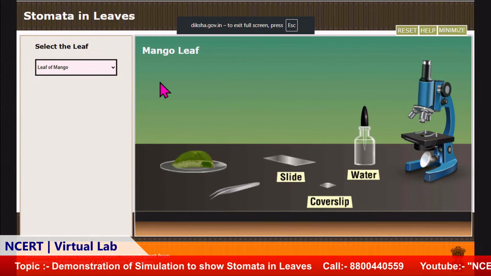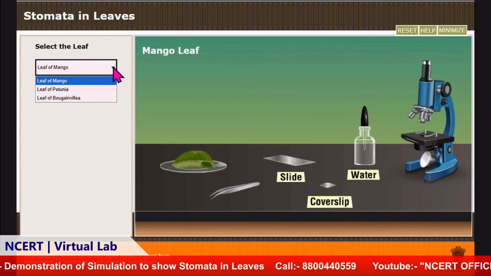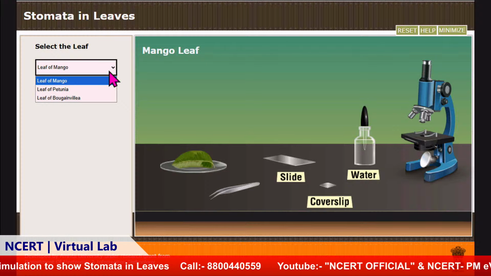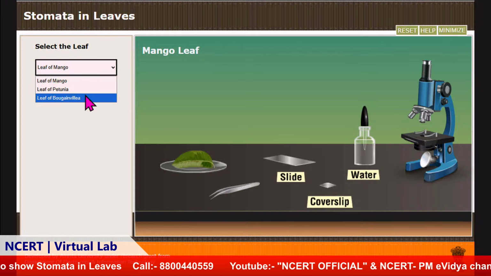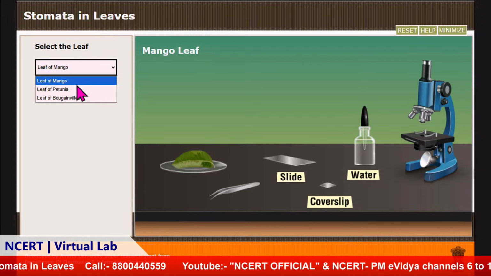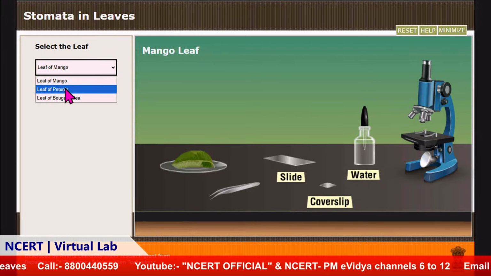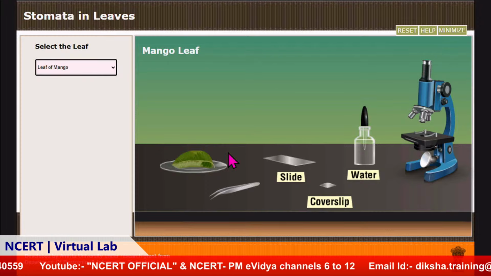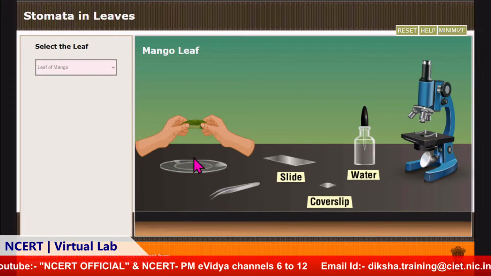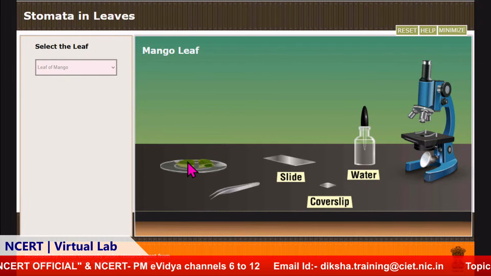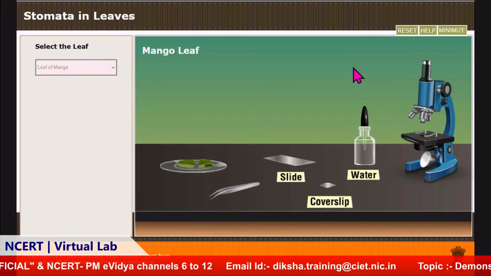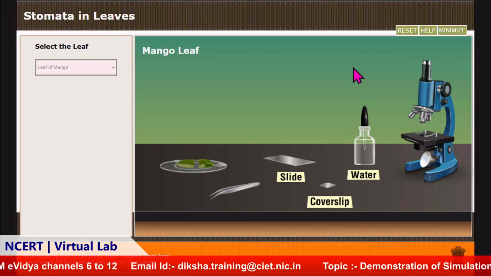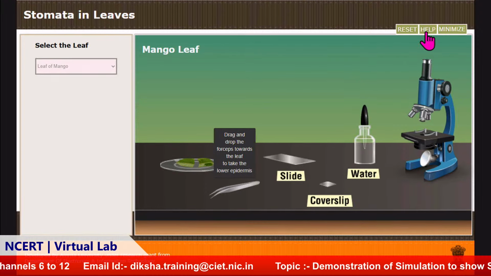As you can see on your screen, there are 3 types of leaves shown over here. A student can select any leaf, and can also select the leaves one after another and compare the results of all these types of leaves. Sure. So I am selecting the leaf of mango. To perform the experiment, the user needs to tear that leaf into 2 parts. Suppose a user is stuck somewhere and doesn't know what next step he or she needs to perform, then they can take help from the help button.